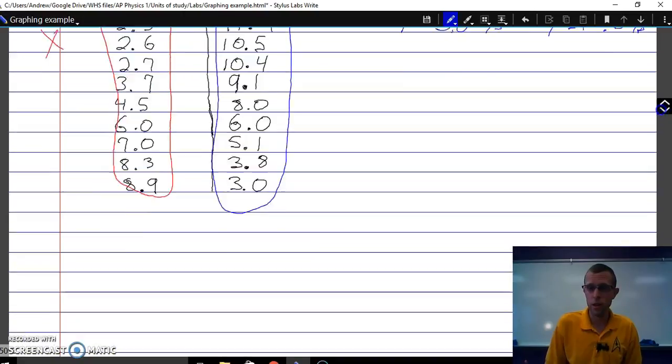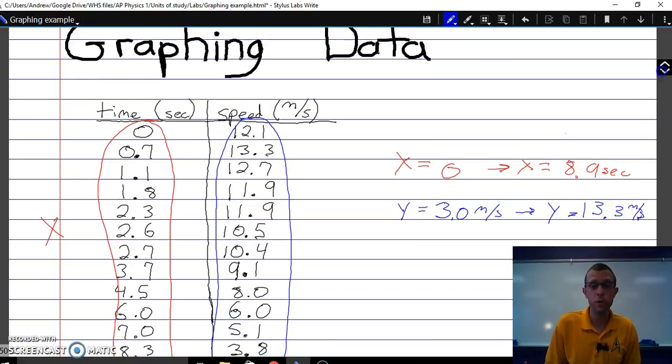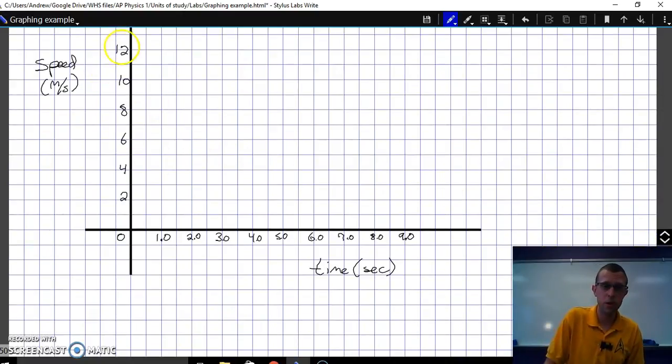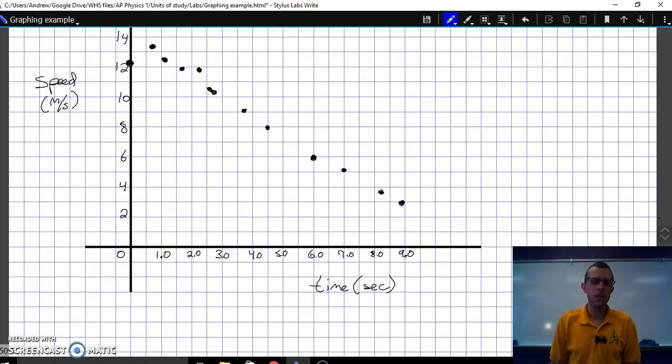And so on this one, I started out time of 0, 12.1 meters per second for my speed. So 0 for the x-axis and 12.1 meters per second for the speed. And I'll continue going through each data point like that. And now that those are all plotted, we can see our general shape here.